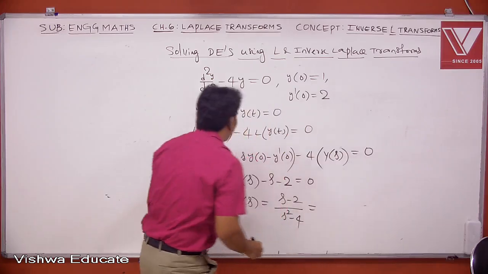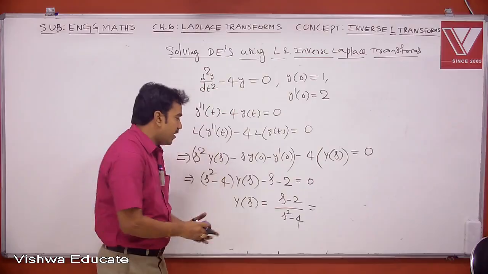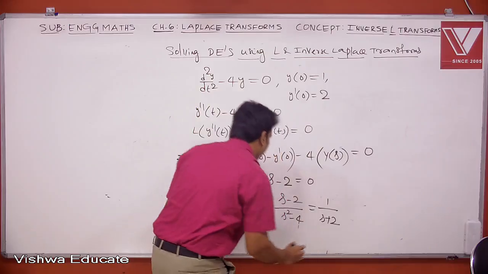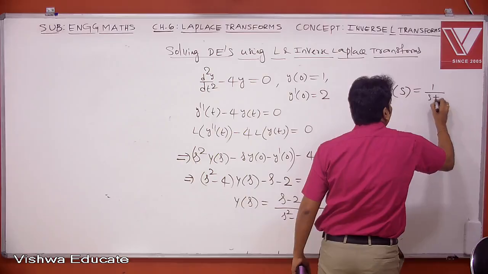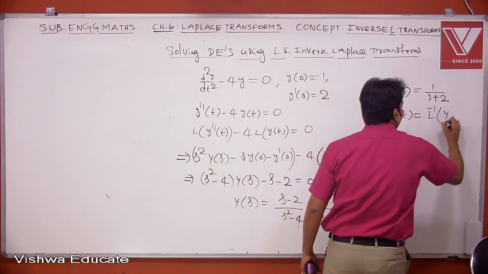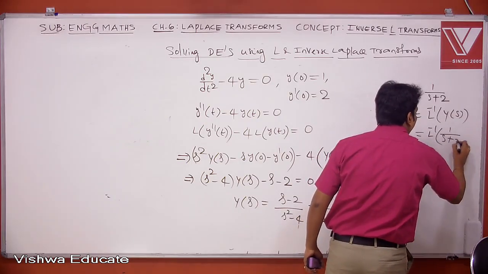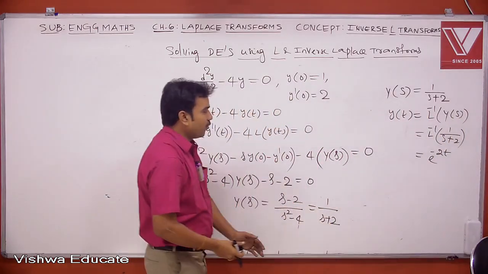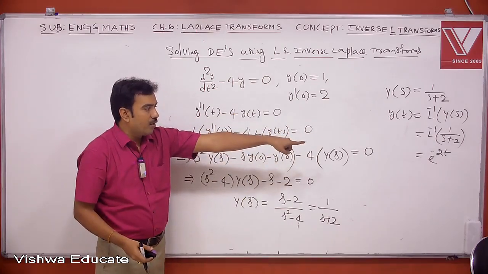Let me check this. Here y of 0 is 1, y dash of 0 is 2. So this is 1 over s minus 2 into s plus 2, which is 1 by s plus 2. So here y of s we got as 1 by s plus 2. Therefore, y of t is its inverse Laplace. So L inverse of y of s is L inverse of 1 by s plus 2. So we are getting e power minus 2t. So y of t is e power minus 2t.